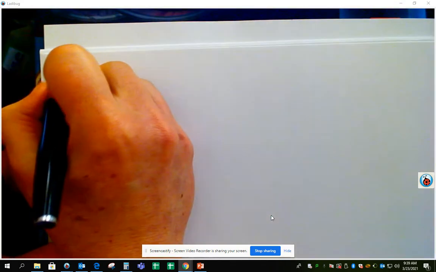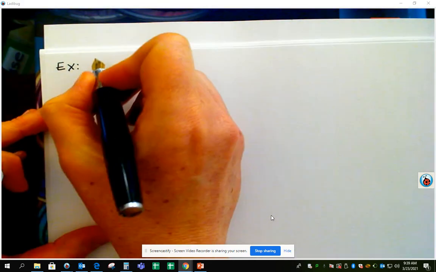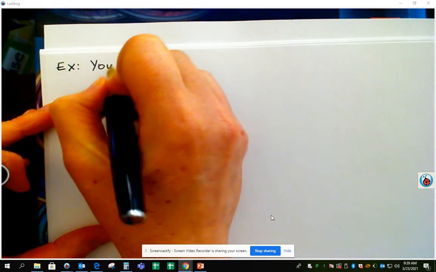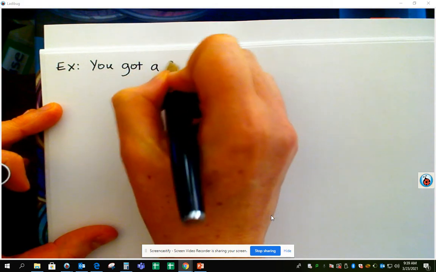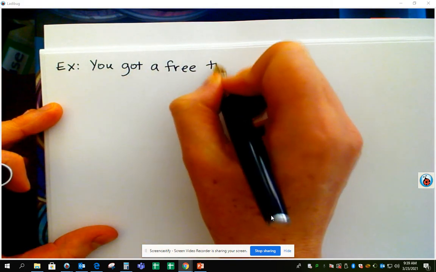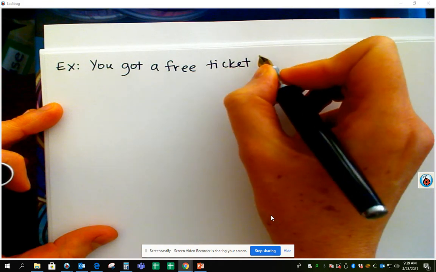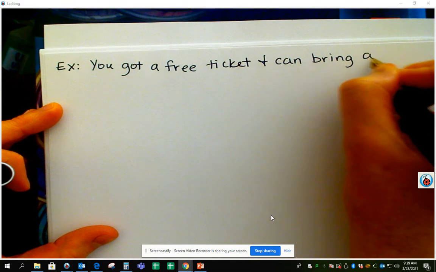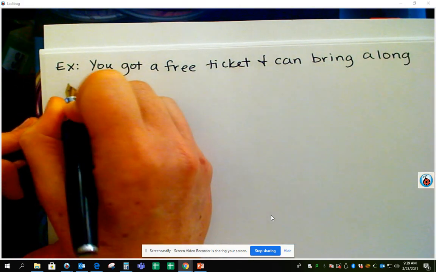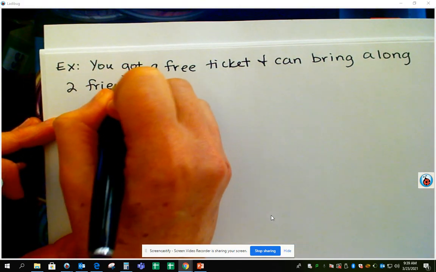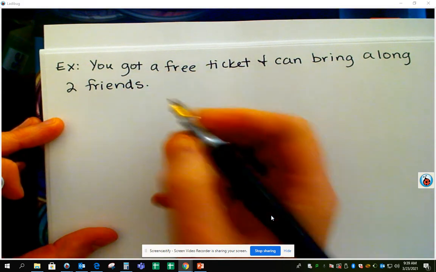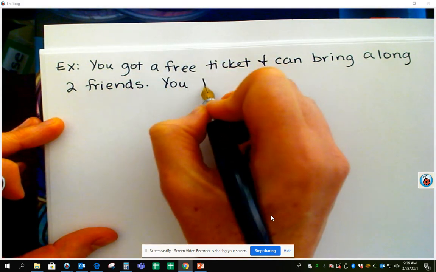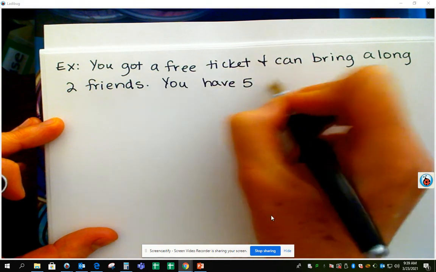Okay, so let's try some more. In this example, you just got a free ticket. You got a free ticket. And can bring along 2 friends. Unfortunately, you have 5 friends who want to come.